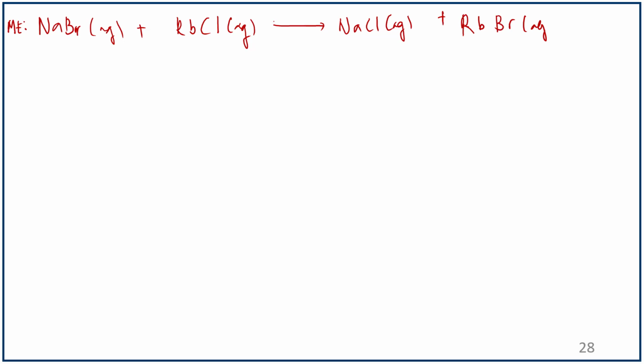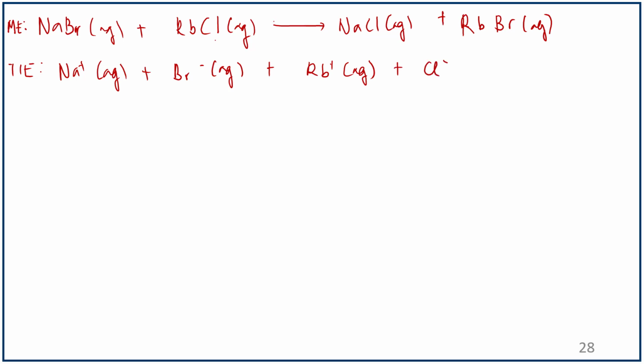Now again, we were able to get to this reaction by just swapping cation and anion pairs. That's what we did. All right, now here all of them, as you can see, are soluble in water. So the total ionic equation is just sodium plus aqueous plus bromide ions aqueous plus rubidium plus aqueous plus chloride ions aqueous.